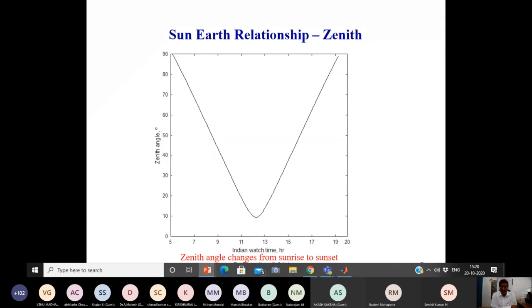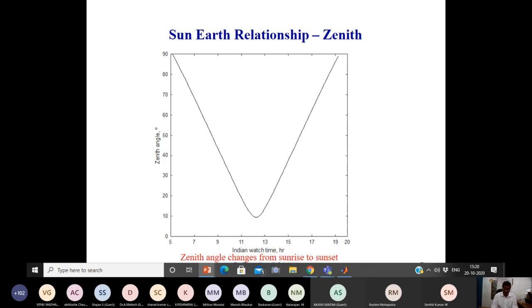Now I want to introduce one more point here, the meaning of zenith. What is the meaning of zenith? Zenith is also one type of incidence angle. Incidence angle I defined just now, that is the angle between the normal to the surface and the sun beam. Since that surface is inclined, we are calling that the incidence angle. If the surface is horizontal, then that incidence angle we may call the zenith angle.